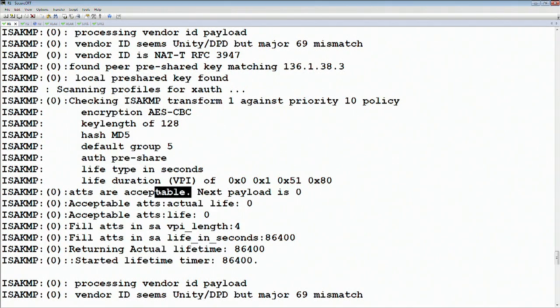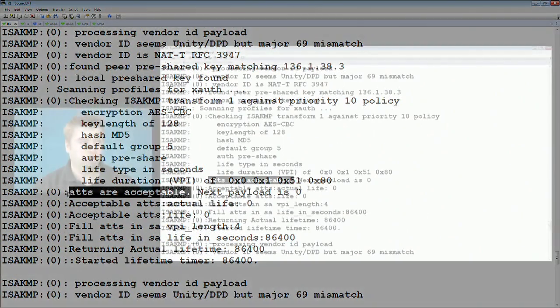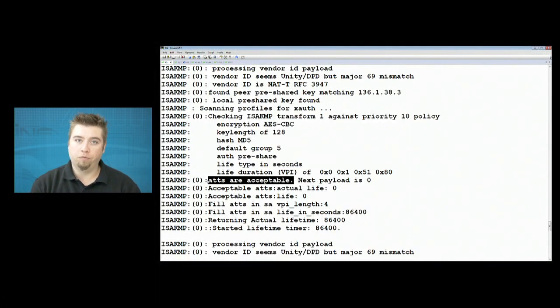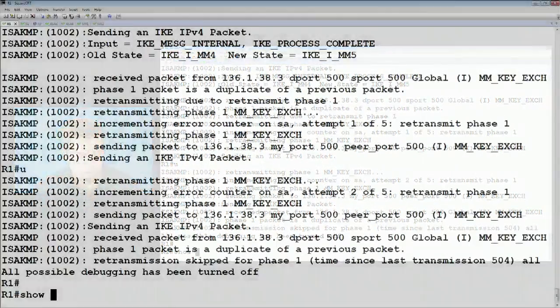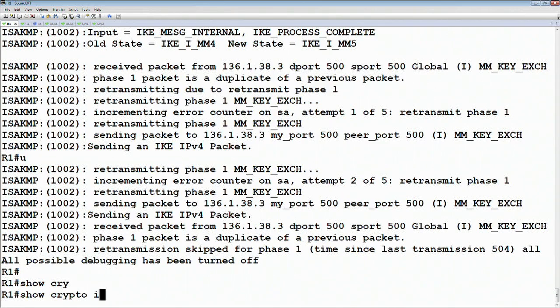Now, once they have done this and agreed on the attributes, the next step is that they actually do the authentication. So if they're doing pre-shared keys, next thing they would do is to check the passwords. If they're doing PKI, they would check the certificates, exchange their certificates, and then check against the trust point to see whether the certificate is valid. Now, whether this has completed or not, we should be able to see this by looking at the show crypto ISAKMP SA.